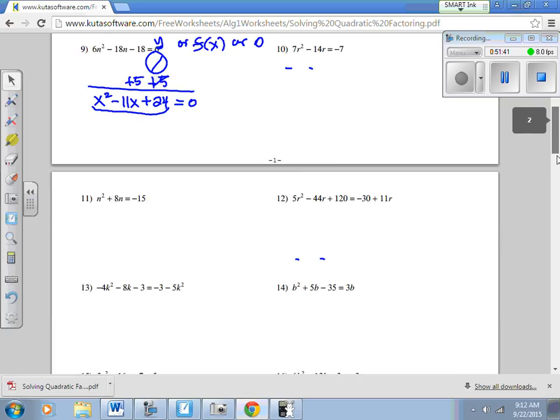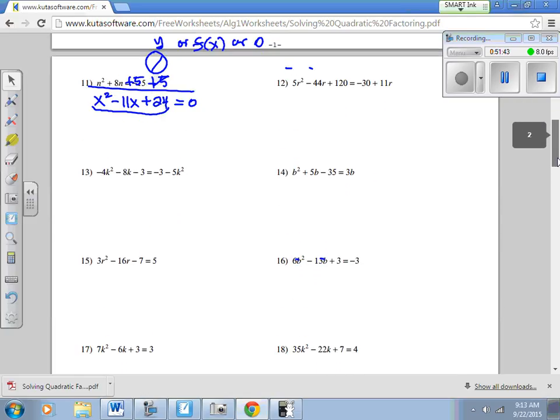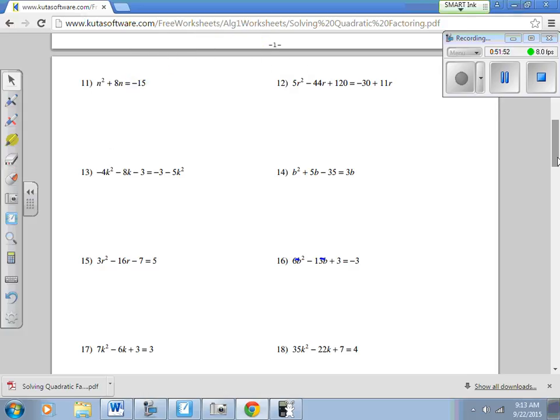On the next page, everybody go to the back side of it. Do you notice that on number 11, you just have to get the 0 there, so you know what to do with the -15? Add 15 and you get your 0 there. Yeah. What about number 12? Everybody look at number 12. That one looks really weird.